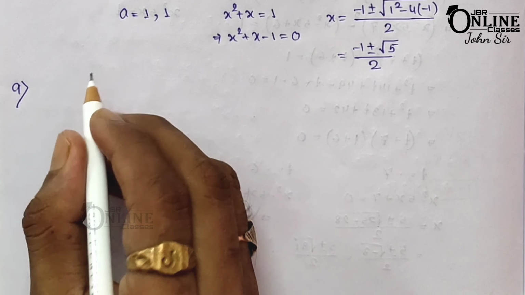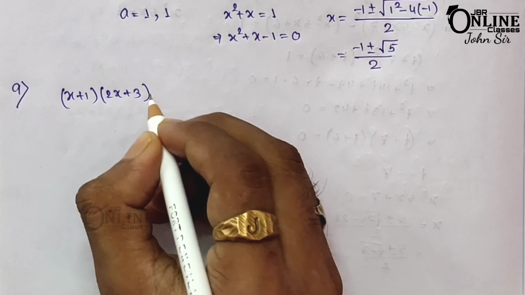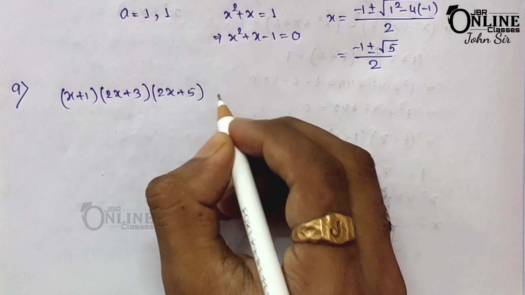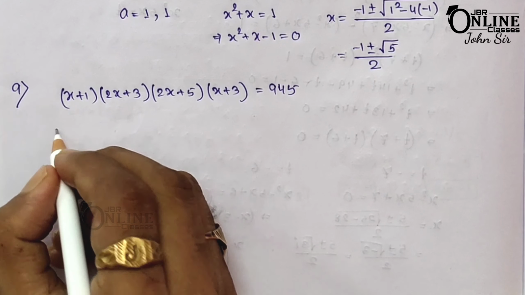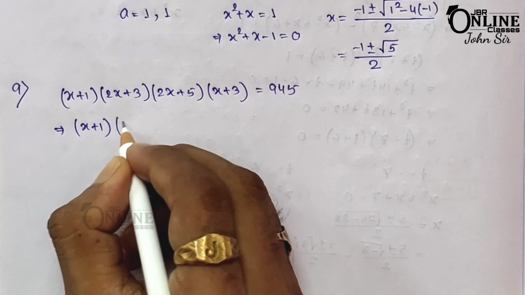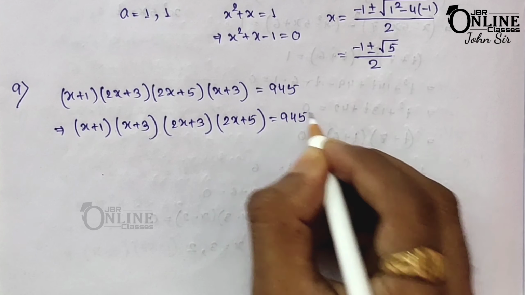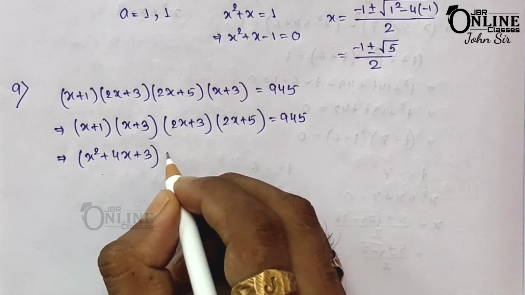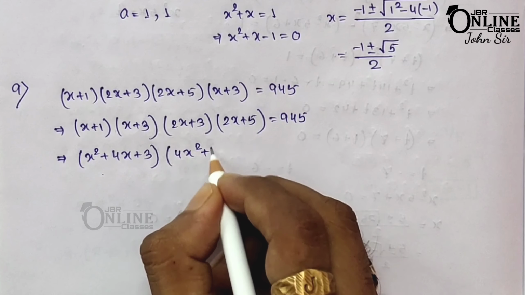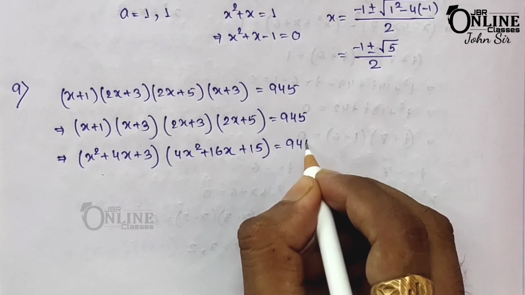Now sum number 9. In sum number 9, here x plus 1 into 2x plus 3, then into 2x plus 5, then x plus 3 that equal to 945. So first here x plus 1 into x plus 3, and then you have to arrange 2x plus 3 into 2x plus 5 that equal to 945. So then after multiplication you will get x square plus 4x plus 3, and here you will get 4x square plus 16x plus 15 that equal to 945.